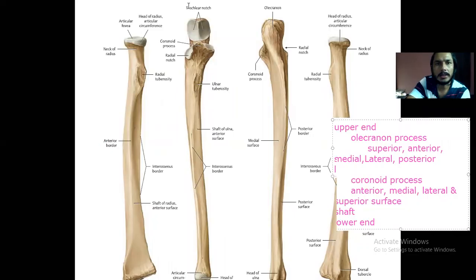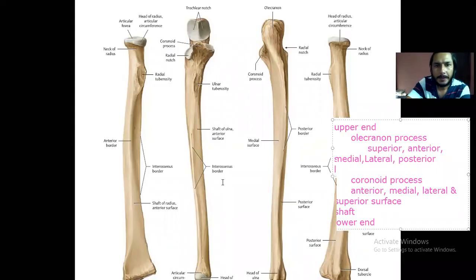Now see, this is the olecranon process. That is the upward extension from the upper end. Okay, so it's like a hook-like extension. Now see, here is the superior surface, here is the posterior surface, here is the anterior surface, medial surface, and the lateral surface, if you consider this thing.